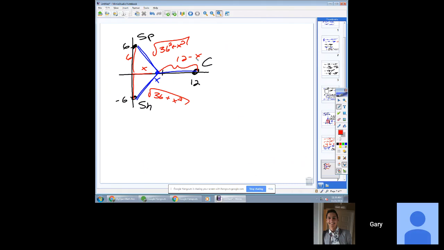So altogether, the cable length, I'm going to call it L for length, is going to be 2 of those square roots plus that 12 minus x section. So I think we have a reasonable setup. Do you all agree?